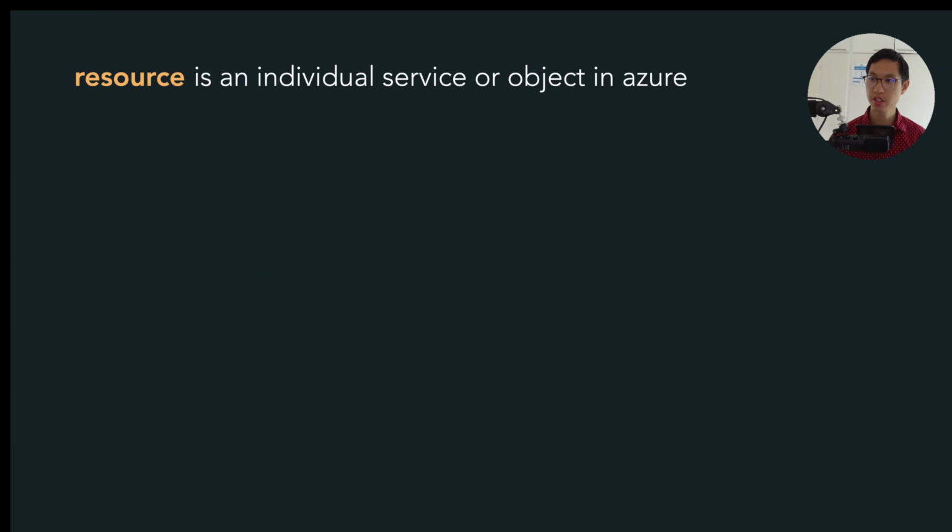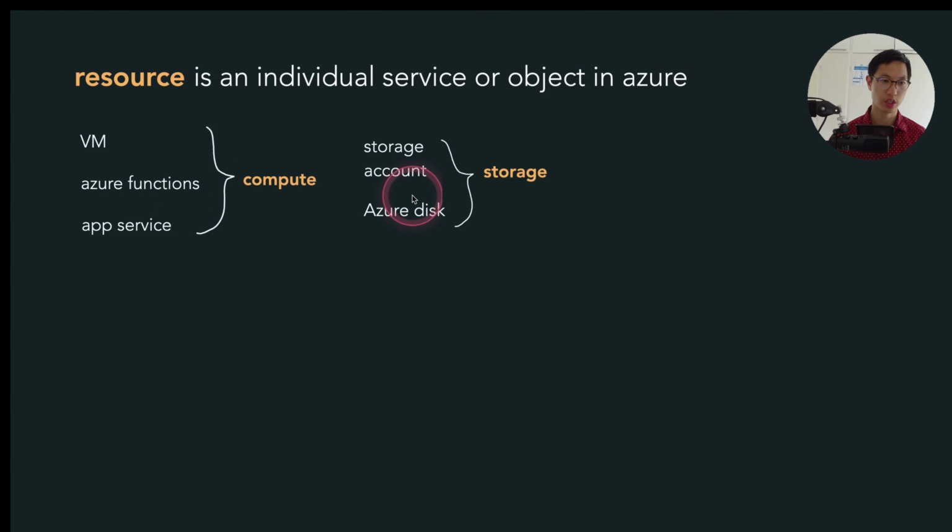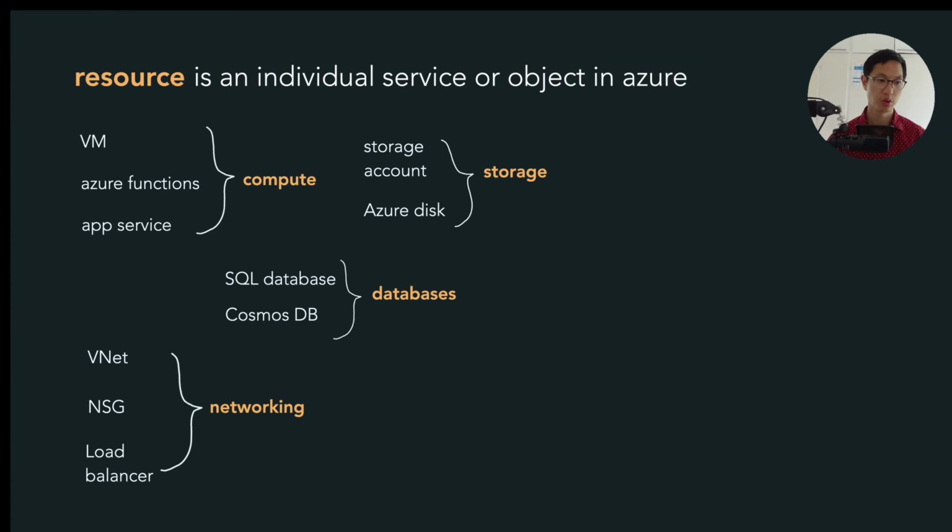And then we come to the resource. It's an individual service or object in Azure. For example, a resource could be a VM, Azure Functions, or App Service, and these are compute resources. Then we have storage resources, such as storage accounts and Azure disks. And then we have databases, for example Cosmos DB. We have networking, like VNet virtual networks, to connect the different types of resources together. You can also connect to on-premises to make a hybrid cloud. And here we have NSG, the network security group.